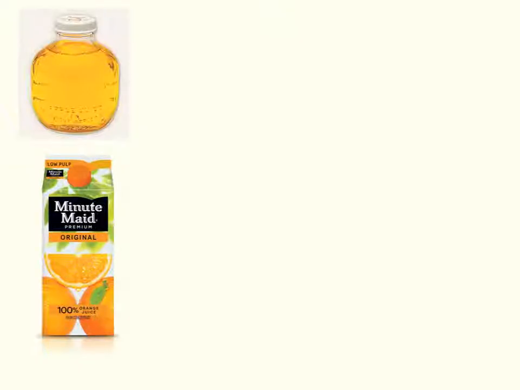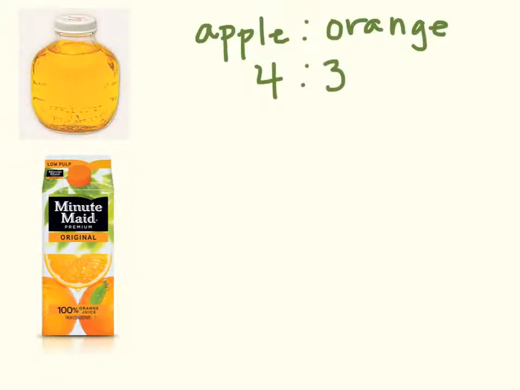Megan prepares a fruit punch using apple juice and orange juice in a ratio of 4 to 3. If the total volume of the fruit punch is 630 milliliters, find the volume of apple juice that Megan uses. We'll begin by drawing a bar model to help us solve this. We'll represent the apple juice as 4 equal units.